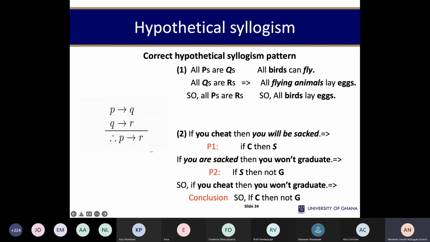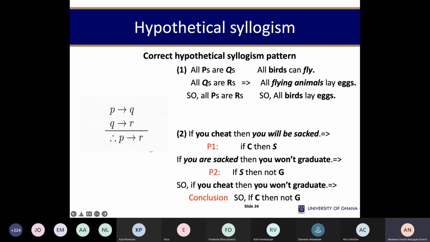Premises are the reasons you give to support a claim, a belief that you have, to support a conclusion. Conditional statements can also act as premises based on the logical patterns that they are following. So if you look at example 1, "all pigs are killed" is a conditional statement. At the same time, it is a premise.